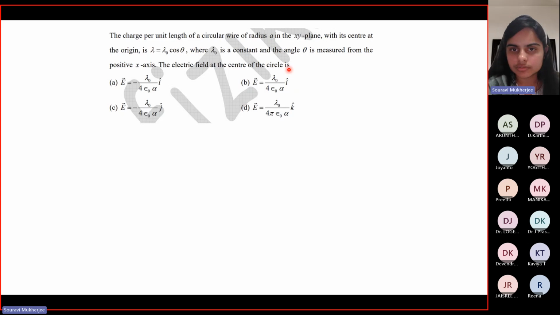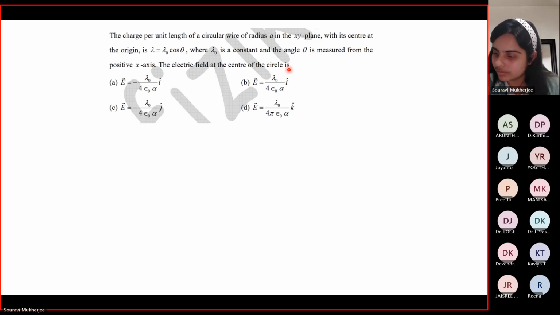XY plane. Okay. There's a charge. There's a charge. Okay, what does this mean? There's a charge in the XY plane, right? Along a circular wire. Why do you say the electric field will be pointed in the Z direction?